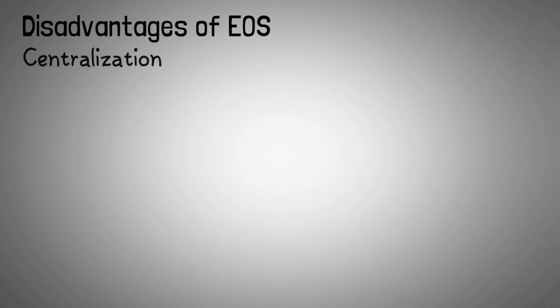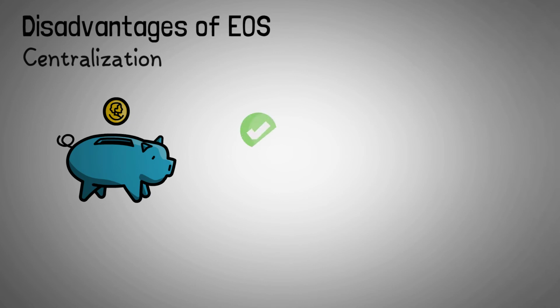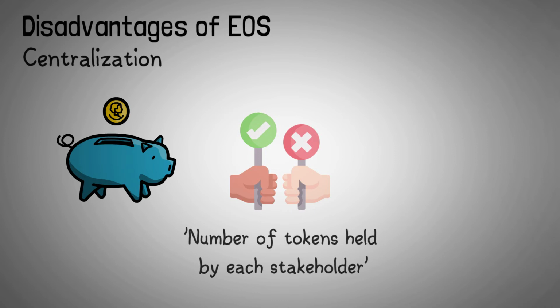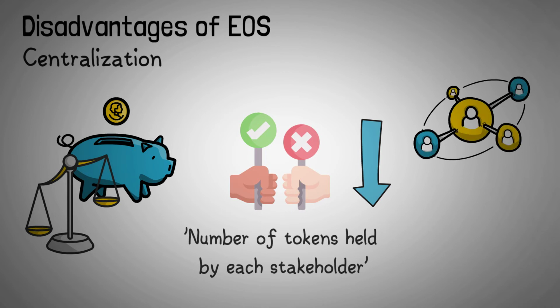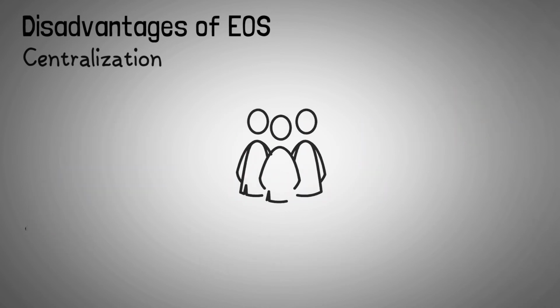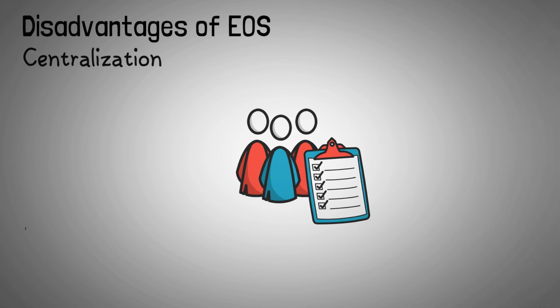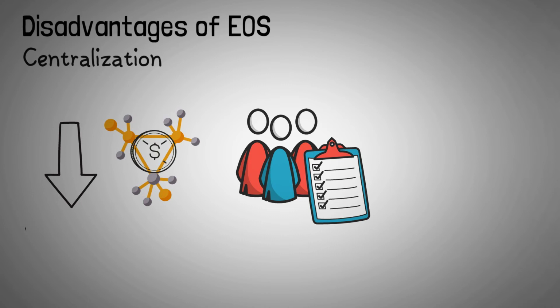Centralization. The delegated proof-of-stake approach is based on the voting power of stakeholders, and voting power is defined by the number of tokens held by each stakeholder. Low voting turnout and disproportionate distribution of tokens across stakeholders might lead to even more centralization. In other words, having so few stakeholders make choices may undermine EOS's credibility as a decentralized platform and cryptocurrency.